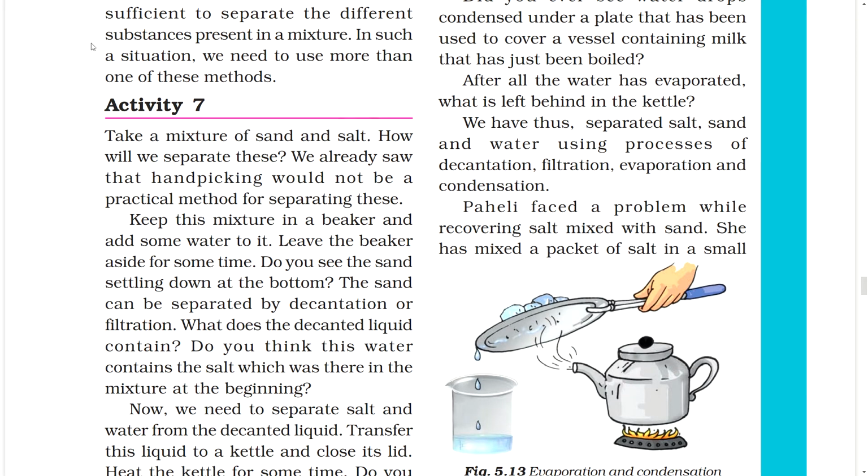Activity 7. Do this. Take a mixture of sand and salt. How will we separate this? We already saw that handpicking would not be a practical method for separating this. Keep this mixture in a beaker and add some water to it. Leave the beaker aside for some time. Do you see the sand settling down at the bottom? The sand can be separated by decantation or filtration. What does the decanted liquid contain? Do you think this water contains the salt which was there in the mixture at the beginning?